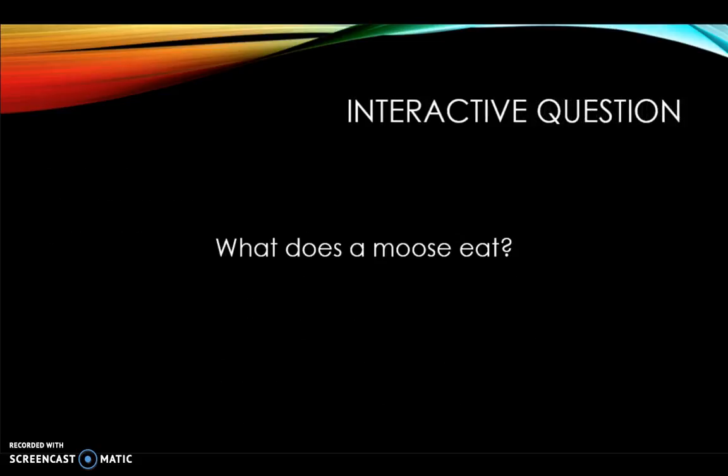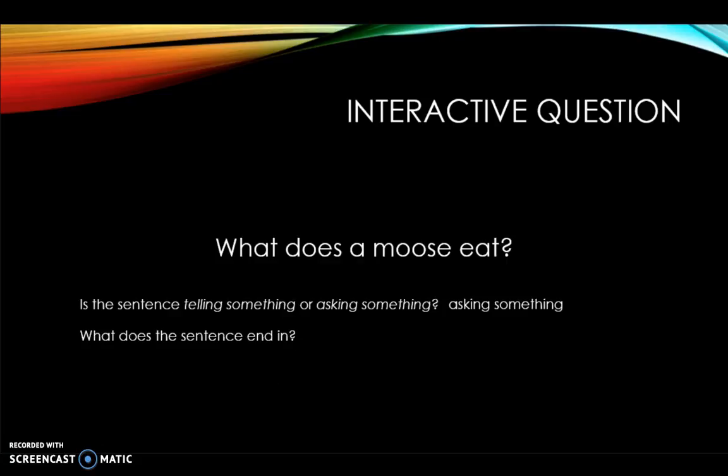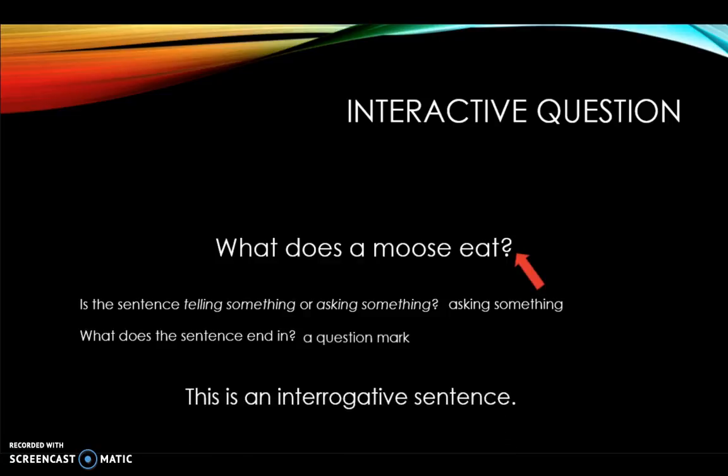What kind of sentence do you think this is? What does a moose eat? Well, here are the questions you need to ask yourself. Is the sentence telling something or asking something? If you said asking something, you're exactly right. What does the sentence end in? Look at the punctuation at the end. There's the punctuation. What is that? That's a question mark. So this sentence is an interrogative sentence. It's also called a question.